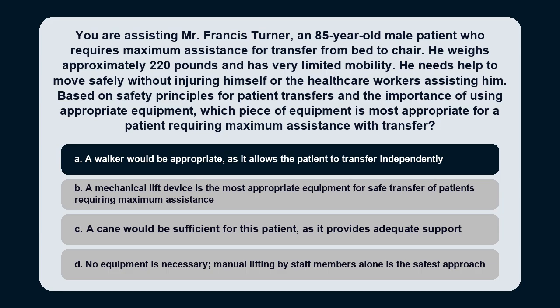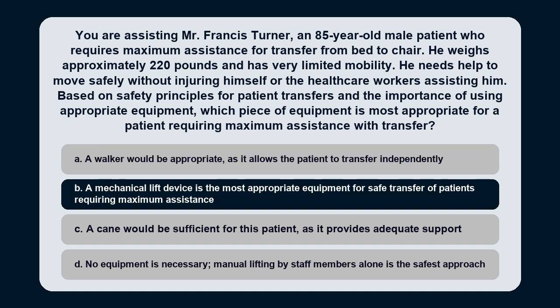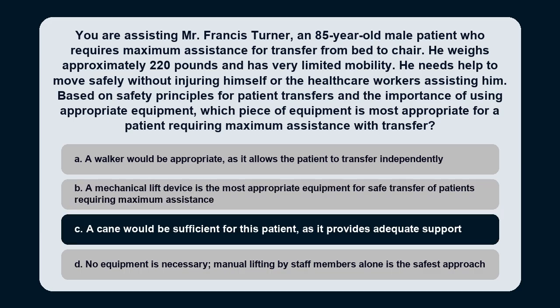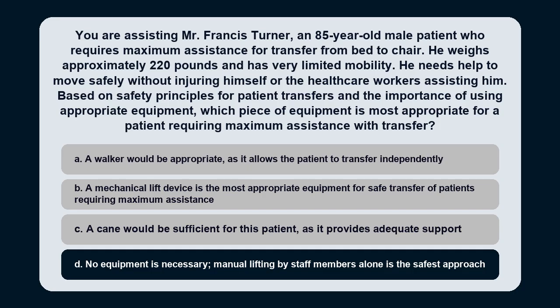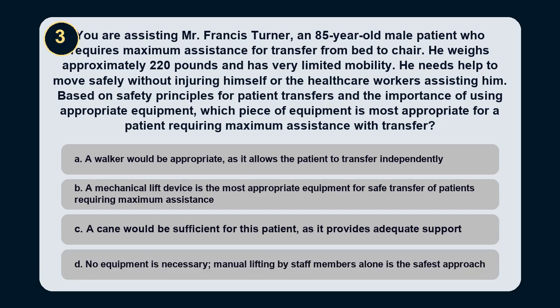Option A. A walker would be appropriate as it allows the patient to transfer independently. Option B. A mechanical lift device is the most appropriate equipment for safe transfer of patients requiring maximum assistance. Option C. A cane would be sufficient for this patient, as it provides adequate support. Option D. No equipment is necessary. Manual lifting by staff members alone is the safest approach.